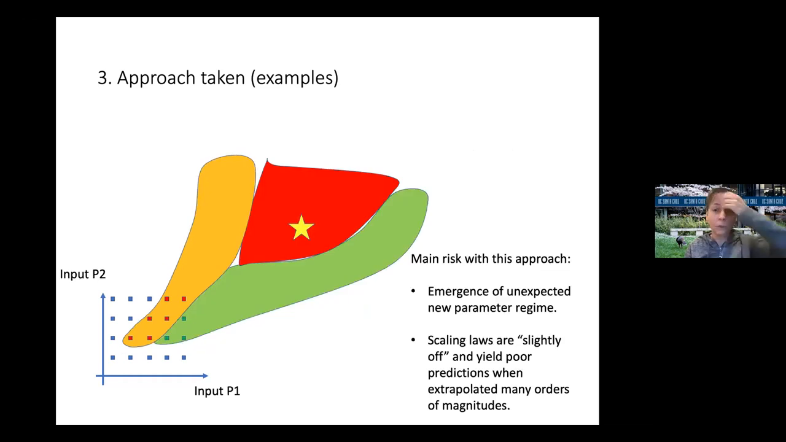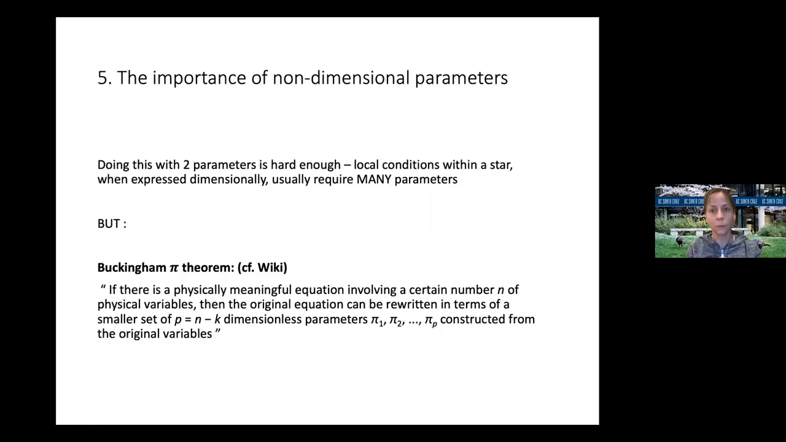Now, the main risk with this approach is that, well, there's two of them. One is that there's a new parameter regime you absolutely could not predict ahead of time that just appears out of nowhere. And that's always a risk. Or there's some slight, you know, your scaling laws are slightly off. And when you extrapolate many orders of magnitude, you get a number that can be off by factors of 10 or 100. So these are the risks of this approach. But it's pretty well established now.